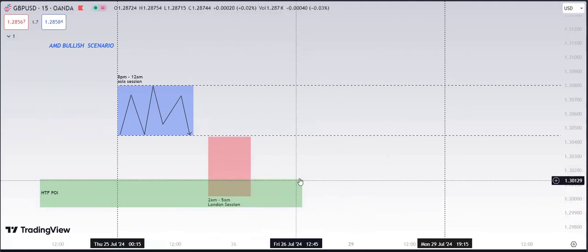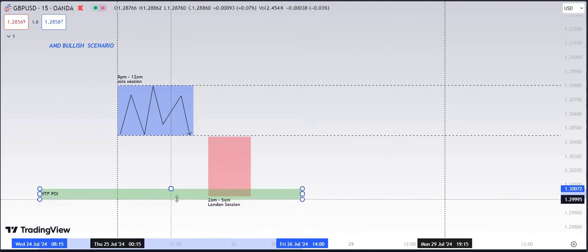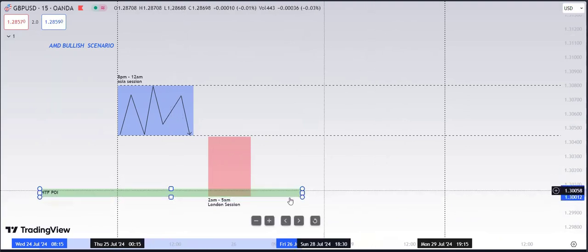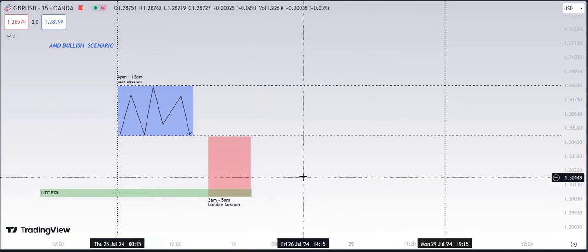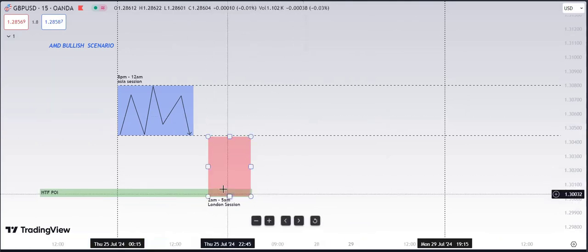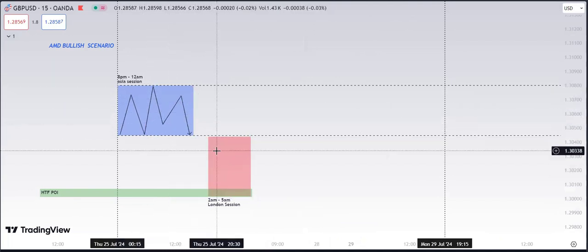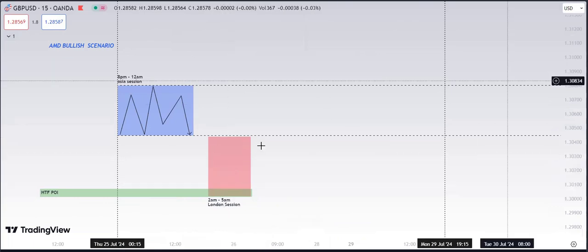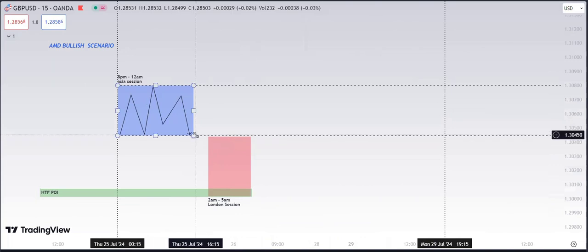We are not concerned about the POI there. We are not concerned about where price is going into. What we are more concerned about is trading the AMD pattern. We want to be sure that the Asia session range is actually trying to give us the AMD pattern. And how do we get that? We need to see this manipulation through first.